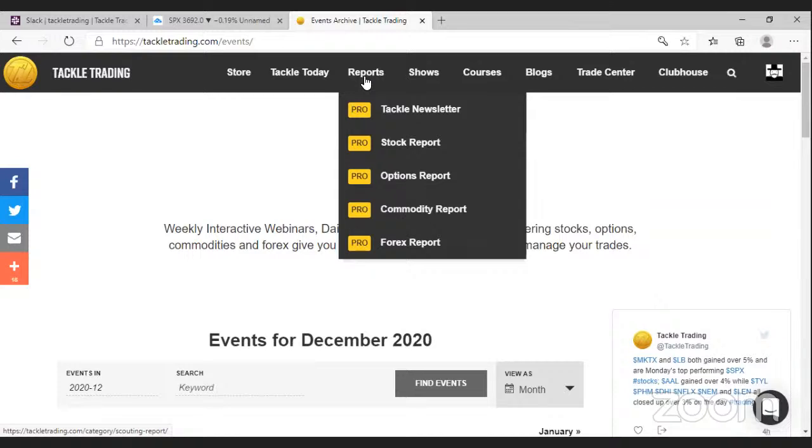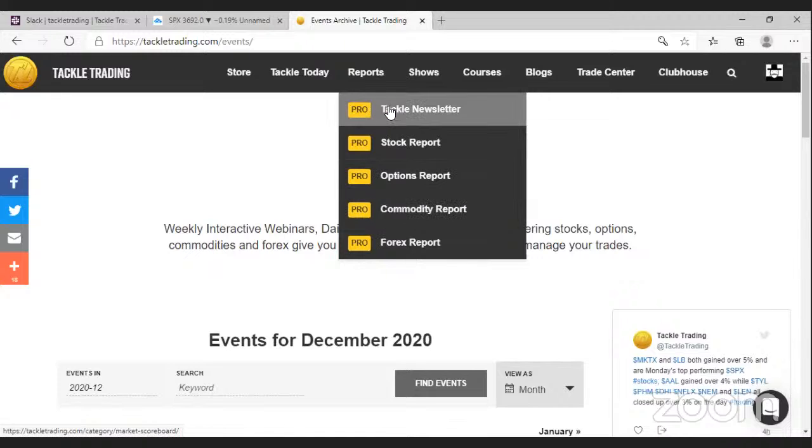And out of that meeting comes our weekend reports. Now we'll refer to this collectively as the scouting reports, and we have a habit of saying scouting reports a lot. And if you're trying to find a scouting report, it can be a little confusing sometimes. It just encompasses all of these, right? The newsletter, the stock, option, commodity, and the Forex report. We collectively just refer to them as the scouting reports.